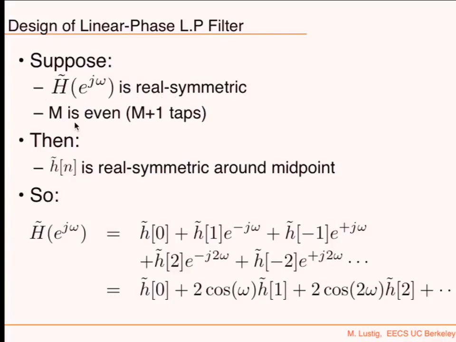So this should be real and symmetric. We're also going to pick M to be even. So M plus 1 taps. M is even means that we have an odd size filter. If we pick M equal 12, it's 13 taps. There's a reason why we're going to pick this. You'll see that this will be a type 1 linear phase filter when we talk about the types of filters. We'll get to this in a few lectures. It doesn't matter so much now, but these are the constraints that we're going to impose right now: M is even, and this is real and symmetric.